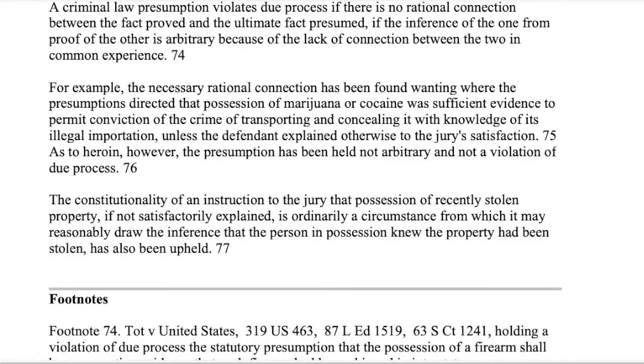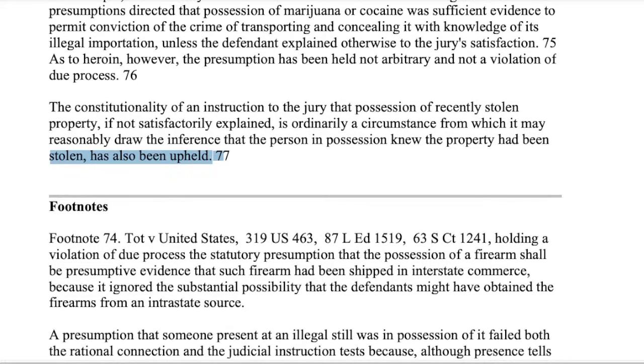Let's continue. The constitutionality of an instruction to the jury that possession of recently stolen property, if not satisfactorily explained, is ordinarily a circumstance from which it may reasonably draw the inference that the person in possession knew the property had been stolen, has also been upheld. See footnote 74, holding a violation of due process the statutory presumption that the possession of a firearm shall be presumptive evidence that such firearm had been shipped in interstate commerce, because it ignored the substantial possibility that the defendants might have obtained the firearms from an interstate source.